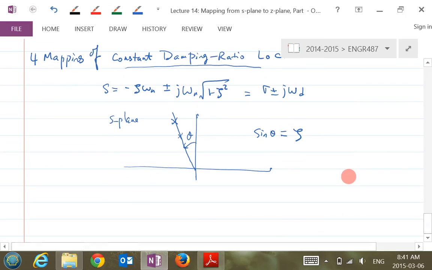Now the question is, how will this line be mapped into the Z-plane? That's the question now, right?